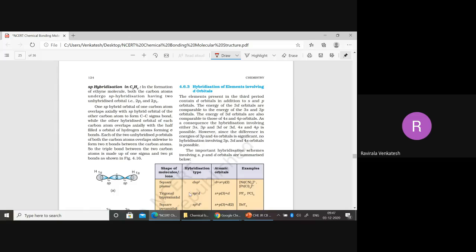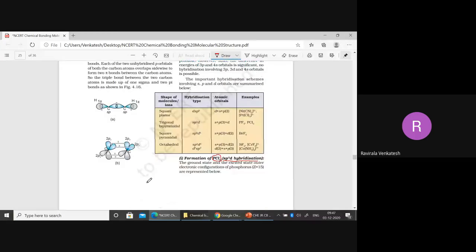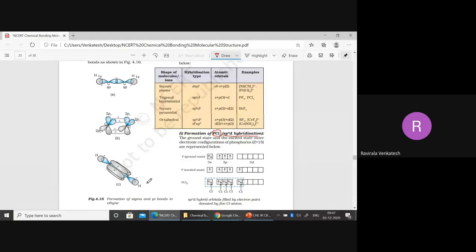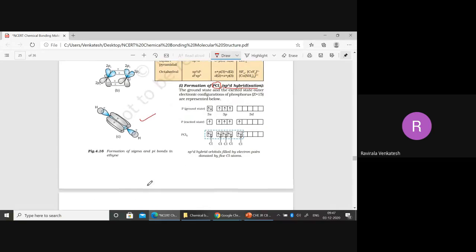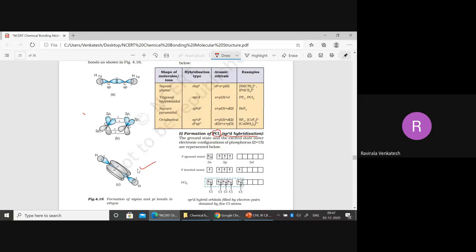Next, for C2H2, what can we take here? Formation of sigma and pi bonds like this. So this we already completed here. Now don't bother about these structures, you will get them in 12th class. You just take only these things. I will explain now how to identify the hybridization also.